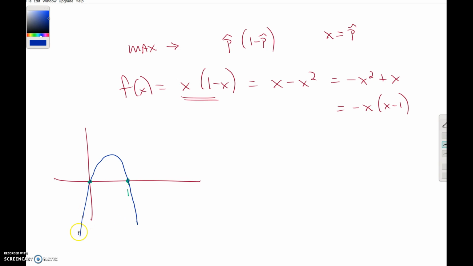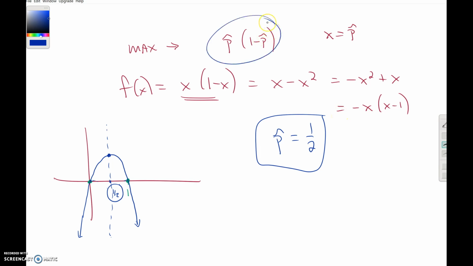We know parabolas are symmetric. If it's symmetric, and these are two values on it, then the axis of symmetry has got to be right in the middle of them. So that middle happens at 1/2. So a p-hat value of 1/2 is what maximizes this product.